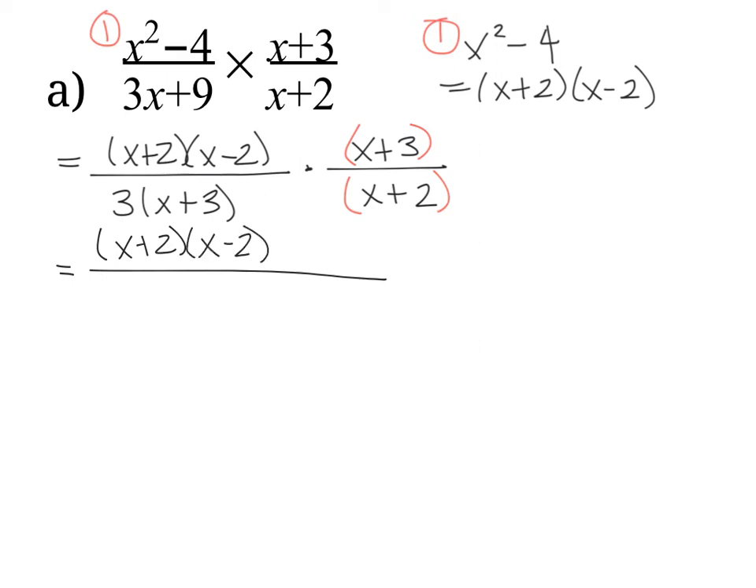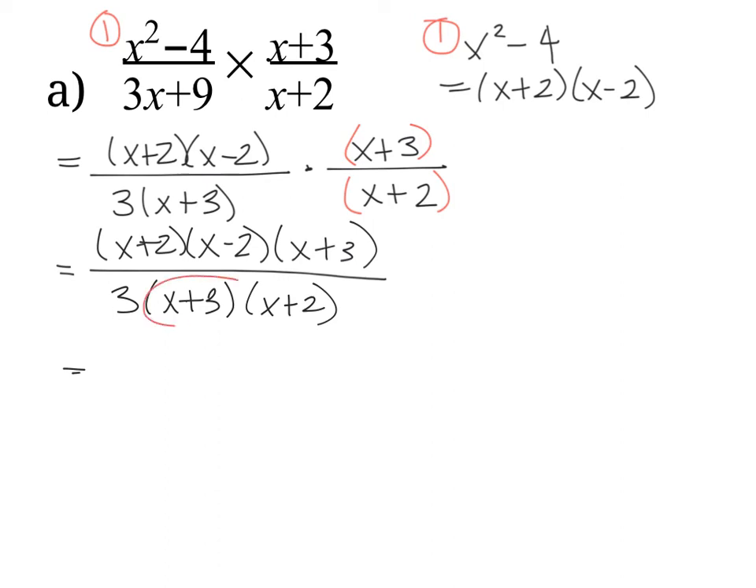So we have x plus 2 times x minus 2 times x plus 3 in the numerator. And in the denominator, we have 3 times x plus 3 times x plus 2. And now is the easy part. We've got to look for common factors.